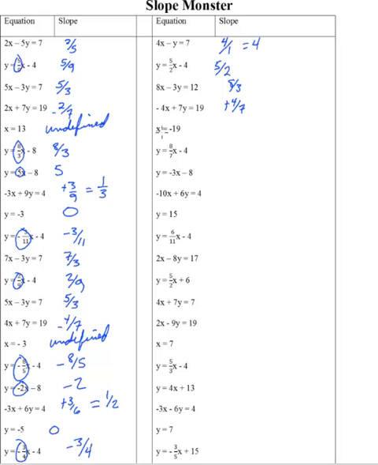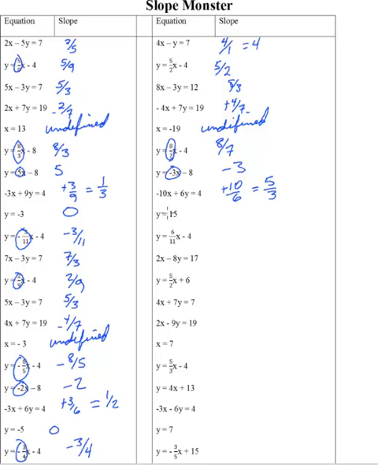X is alone, so it's x equals -19. This is going to be undefined. Yes, anytime you have an equation where x equals a certain number, it will have undefined slope. Y is by itself, slope-intercept, so there's our slope, 8/7. Y is by itself, there's our slope, -3. Slope is going to be -10 over 6, opposite sign. That's going to be a positive 5/3 if we simplify it down to that fraction.